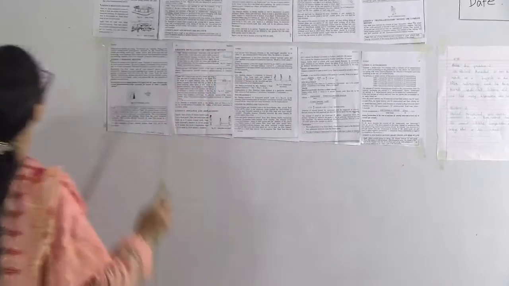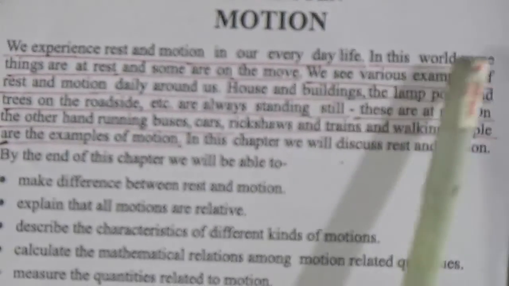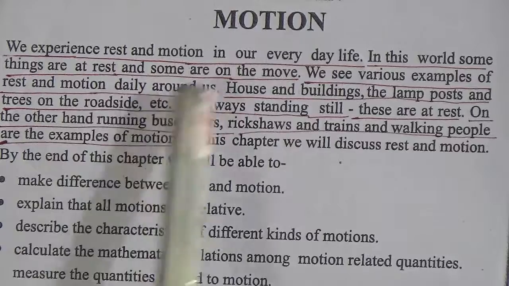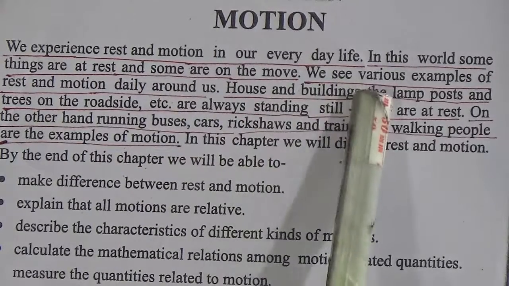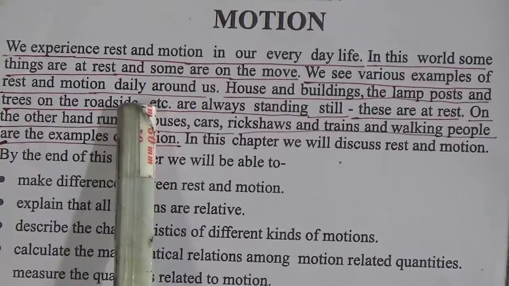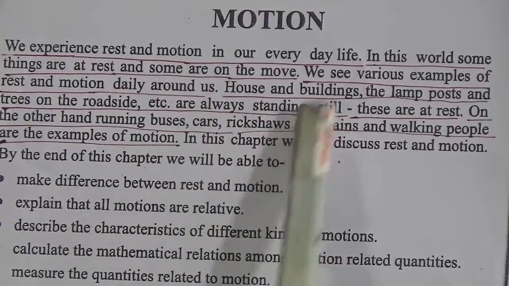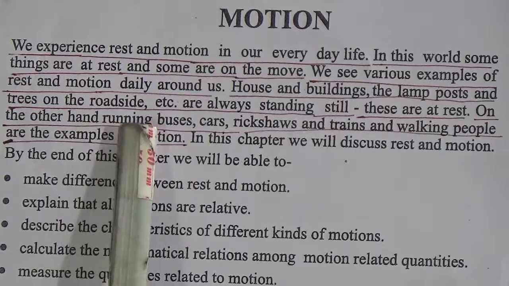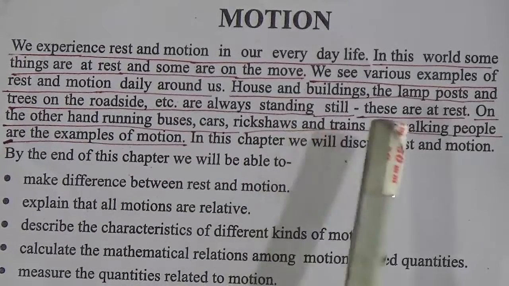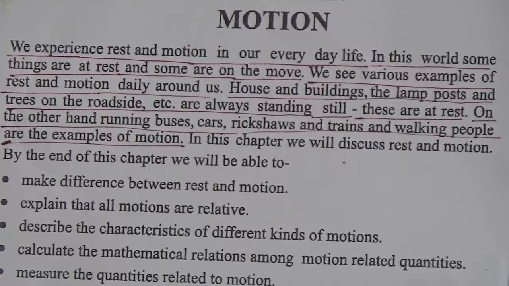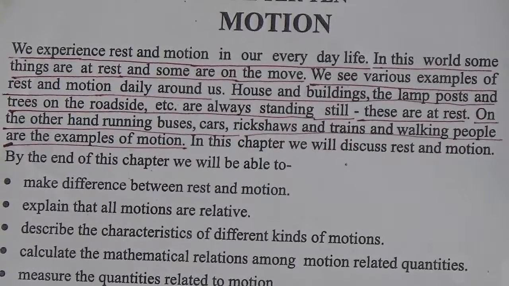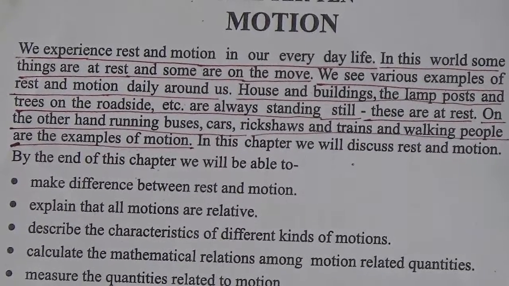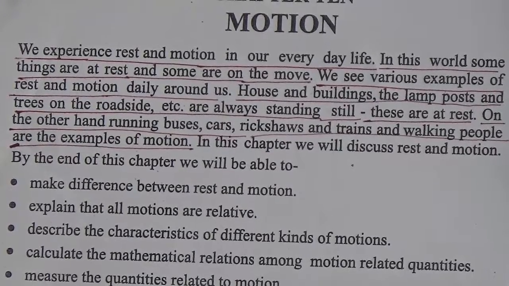The name of our chapter is motion. We experience rest and motion in our everyday life. In this world, some things are at rest and some are on the move. We see various examples of rest and motion daily around us. Houses and buildings, the lamp posts and trees of the roadsides, etc. are always standing. Still, these are at rest. That means the house, roadside trees, hills, they are always still. So that means they are in rest.